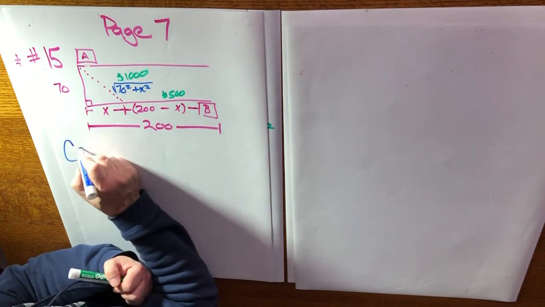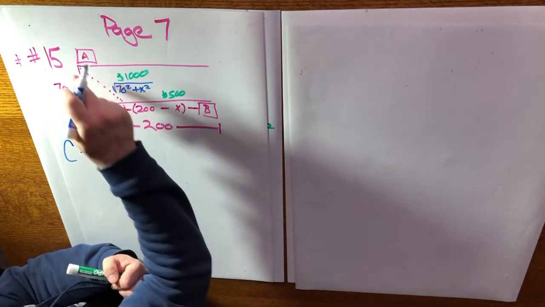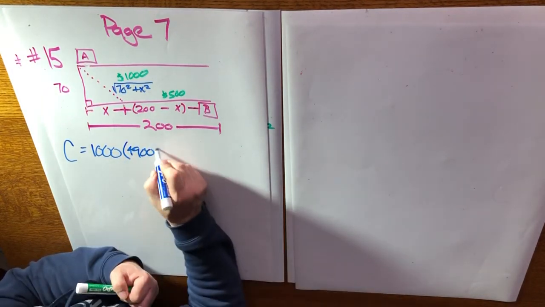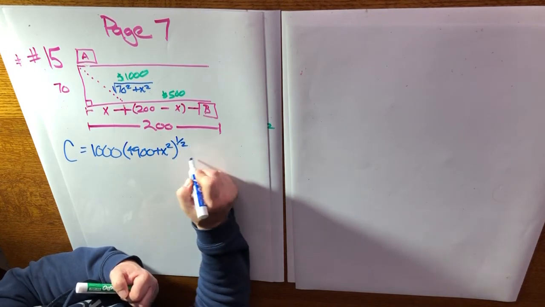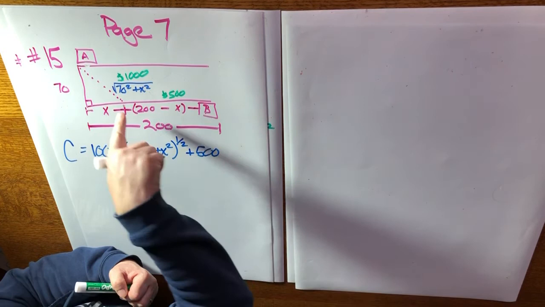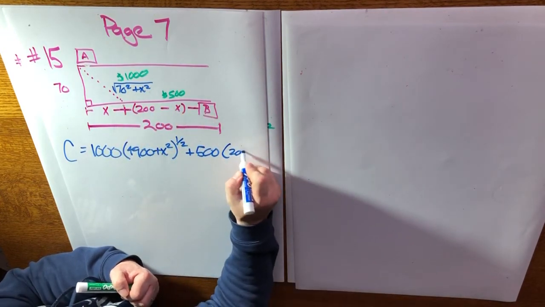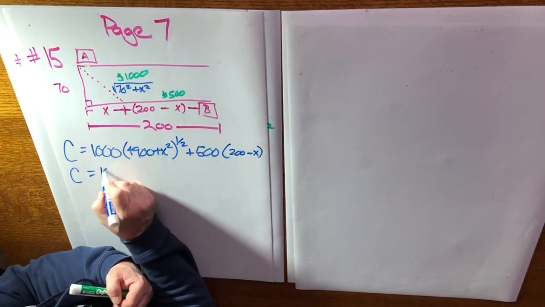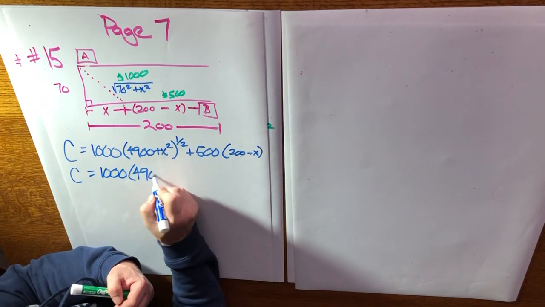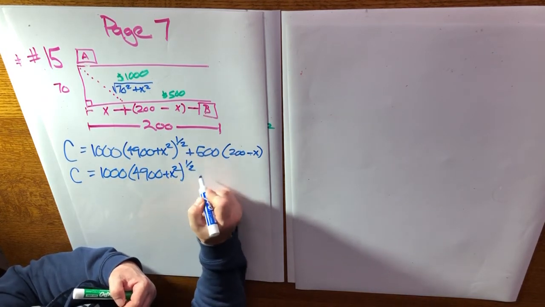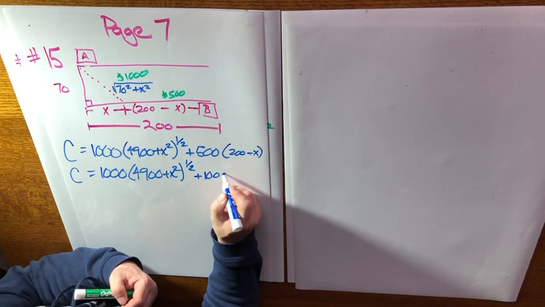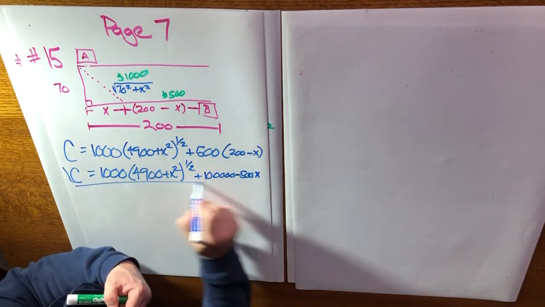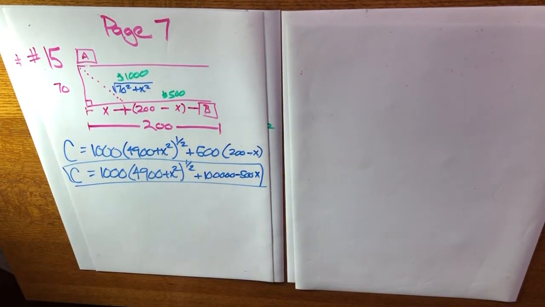So I'm going to take this length and multiply it by 1,000, and this length and multiply it by 500. So the cost function will be $1,000 times the length of this dotted line, which is (4,900 plus x squared) to the 1/2, plus 500 times the length of this one right here, 200 minus x. So I'm going to simplify that just a little bit. There's not tons of simplification I can do. And this is the function that I'm going to take the derivative of.